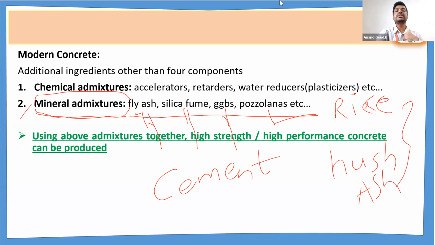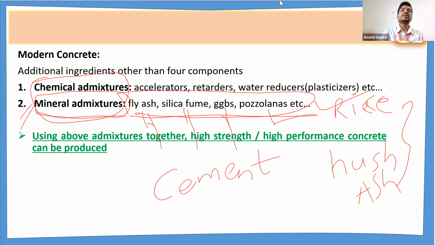So due to these particular properties, due to these particular materials, the strength may be increased, the workability may be increased. Okay, so like this we are going to improve some properties. That is why we are using these materials, and these materials are called mineral admixtures. Okay, so now this is about your admixtures.